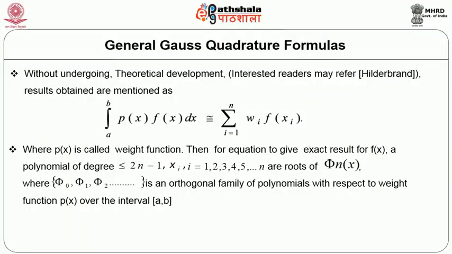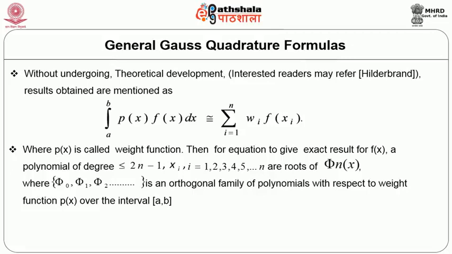So, if phi_n(x) is a set of orthogonal polynomials with respect to weight function p(x) over the interval a, b, then in the formula integral a to b p(x) f(x) dx as given by sigma w_i f(x_i), i equal to 1 to n, the unknown abscissas come out to be nothing but the roots of phi_n(x).